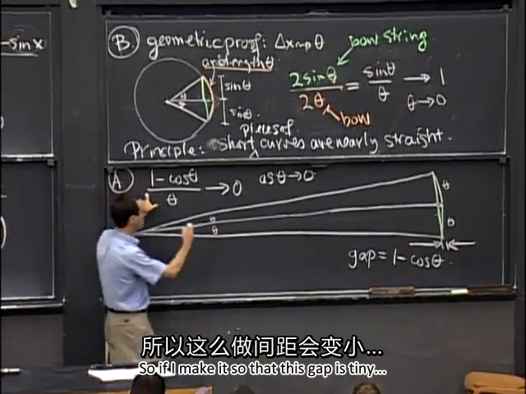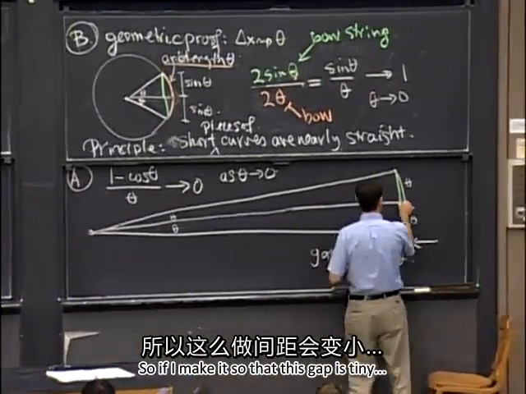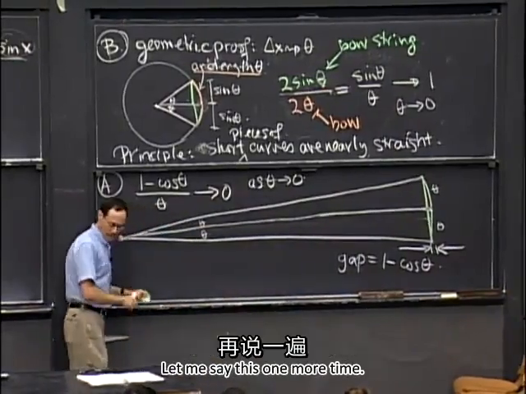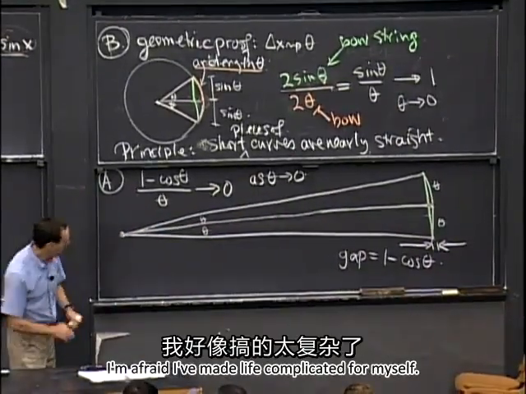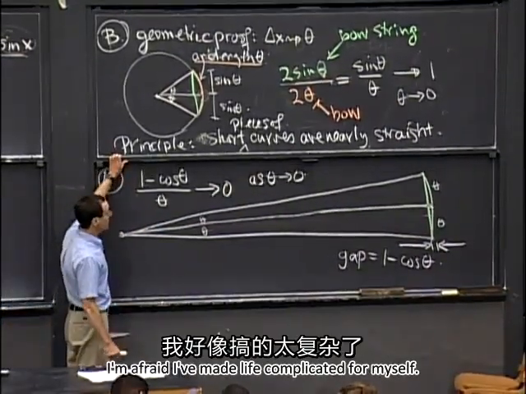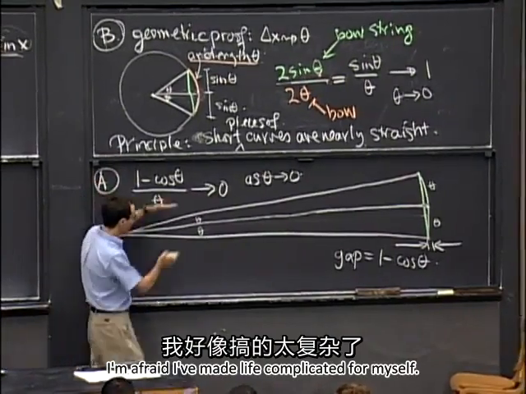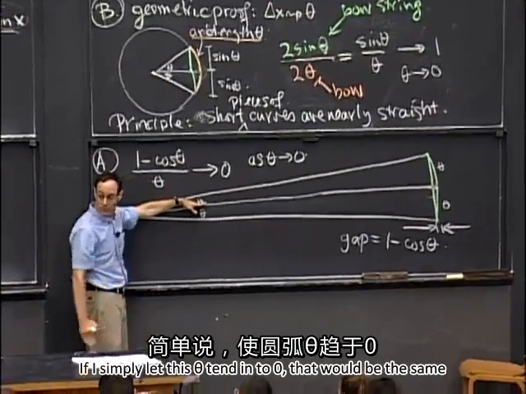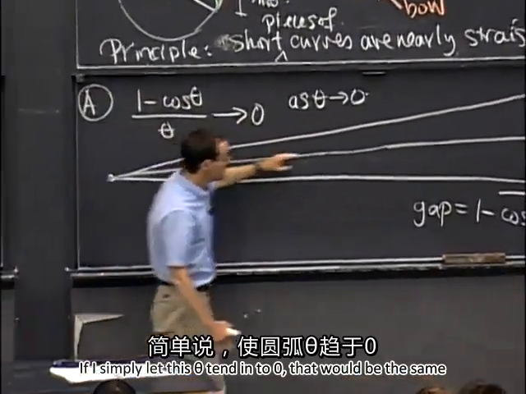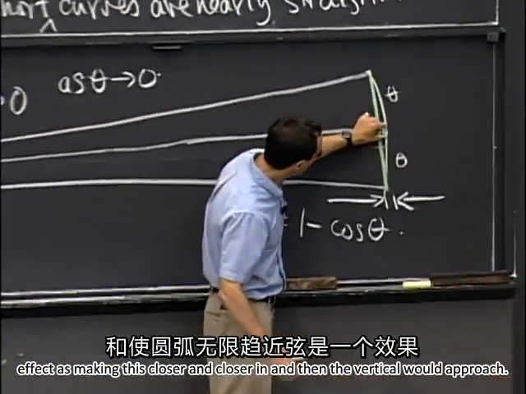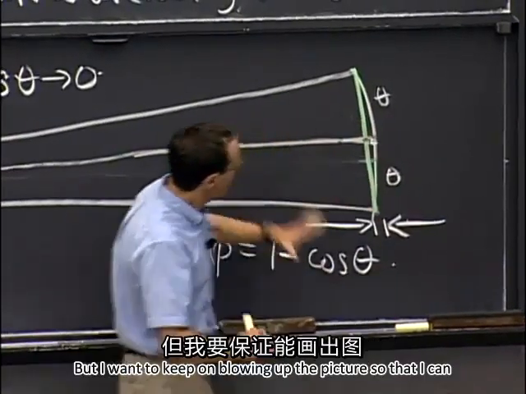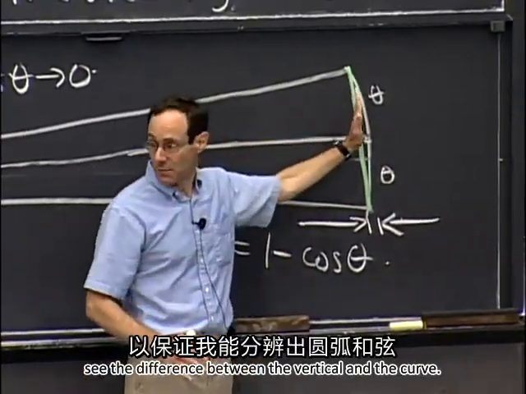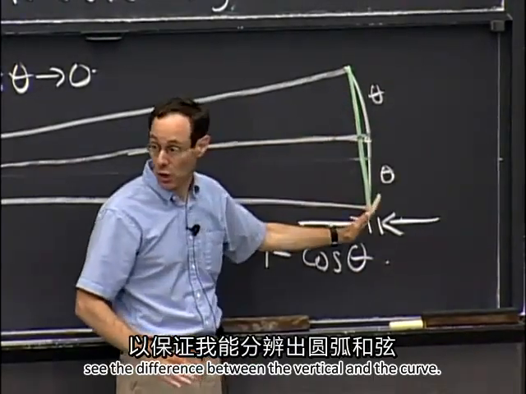So if I make it so that this gap is tiny, yeah, let me say this one more time. I'm afraid I've made life complicated for myself. If I simply let this theta tend to 0, that would be the same effect as making this closer and closer in, and then the vertical would approach. But I want to keep on blowing up the picture so that I can see the difference between the vertical and the curve.